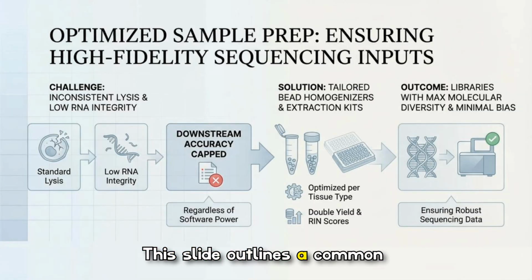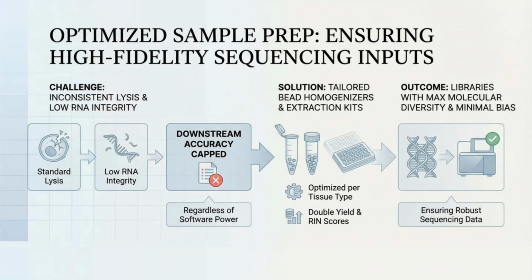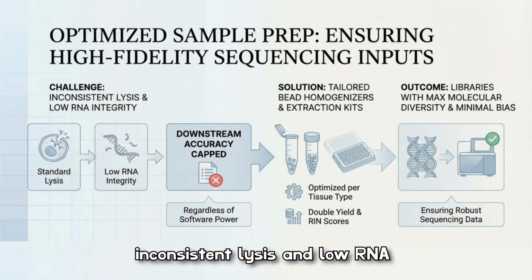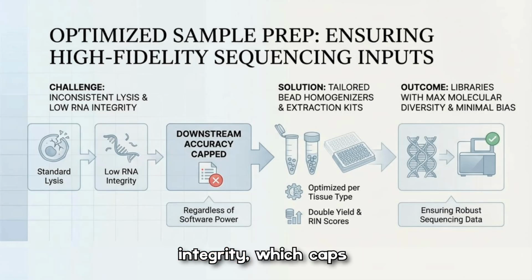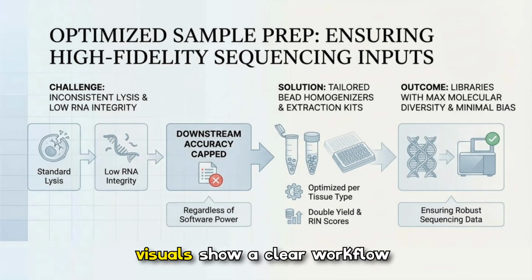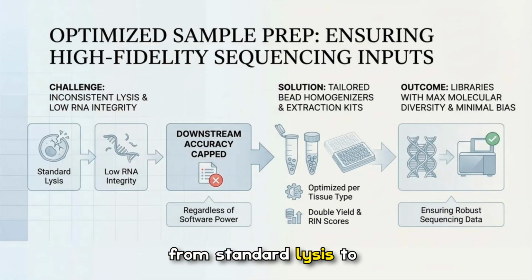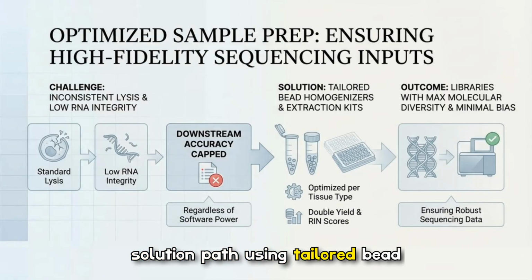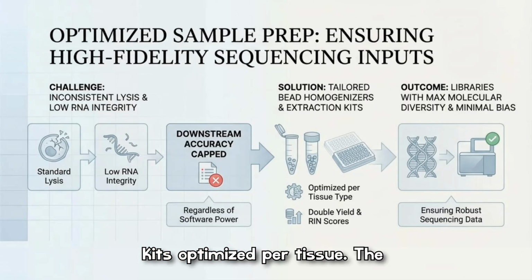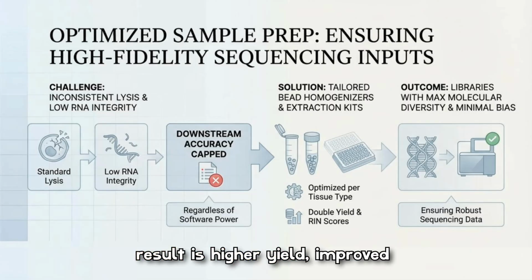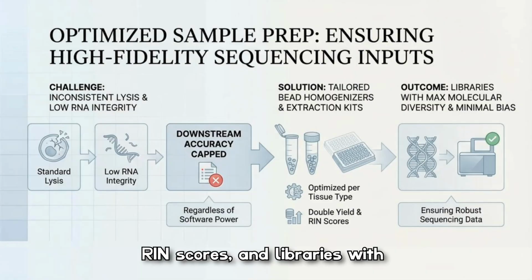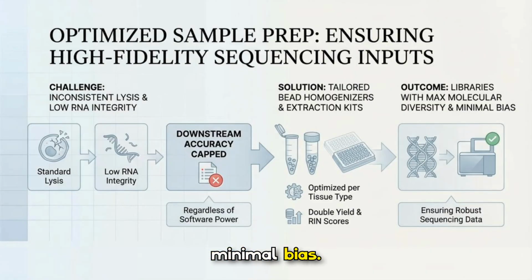This slide outlines a common bottleneck in sequencing: inconsistent lysis and low RNA integrity, which caps downstream accuracy regardless of software. The visuals show a clear workflow from standard lysis to low-quality input, then a solution path using tailored bead homogenizers and extraction kits optimized per tissue. The result is higher yield, improved RIN scores, and libraries with maximal molecular diversity and minimal bias.